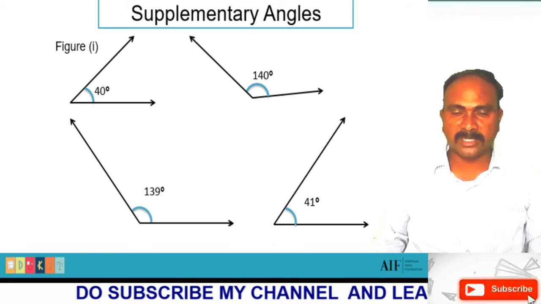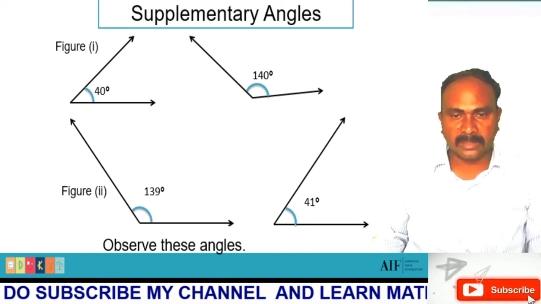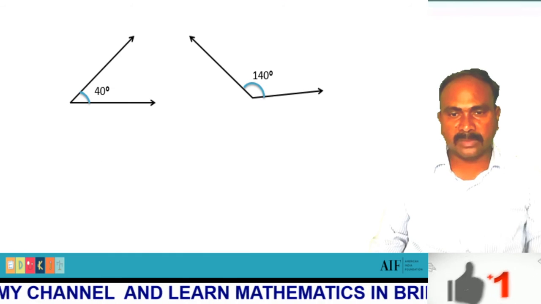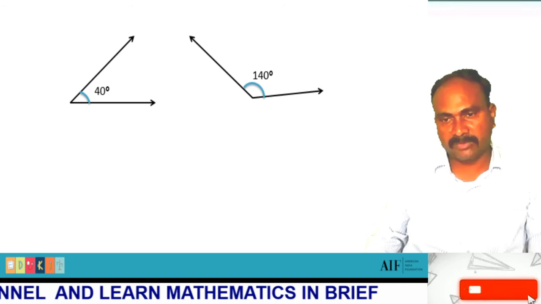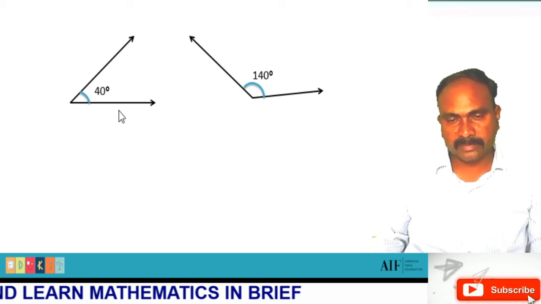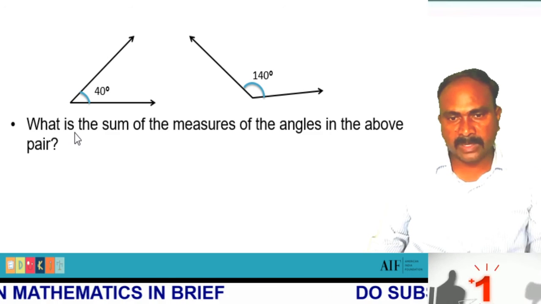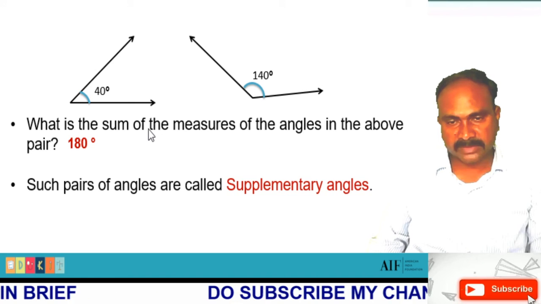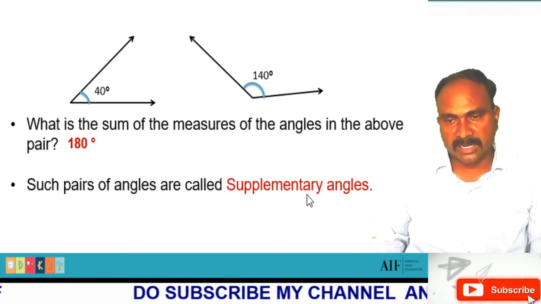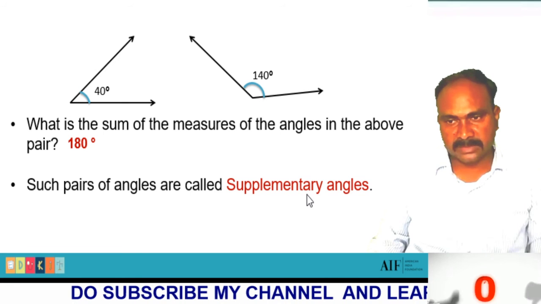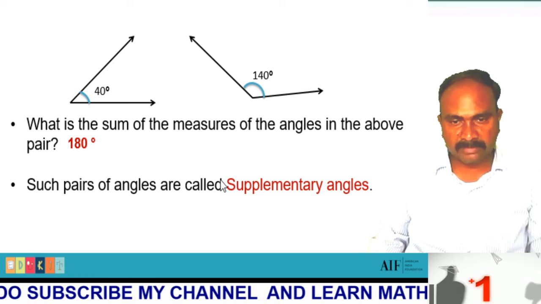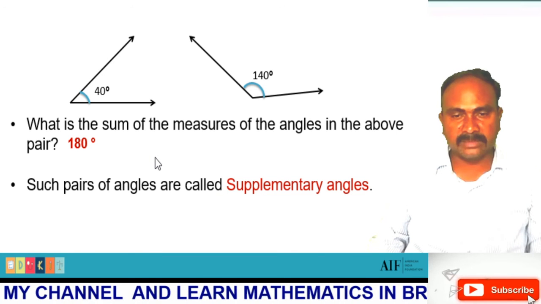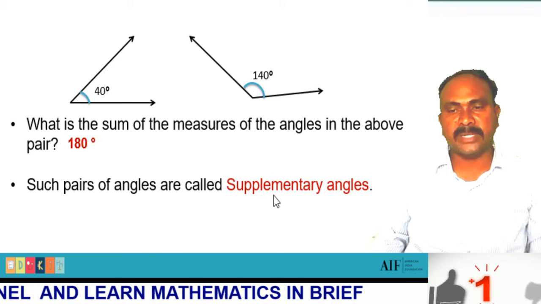Okay, observe. So 40 and 140. What is the sum of the measures of the angles in the above pair? 180 degrees. Such pairs of angles are called supplementary angles. That means if the sum of two angles is 180 degrees, then the pair of angles are called supplementary angles.